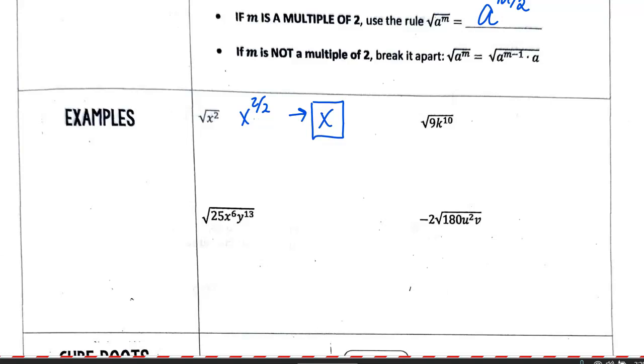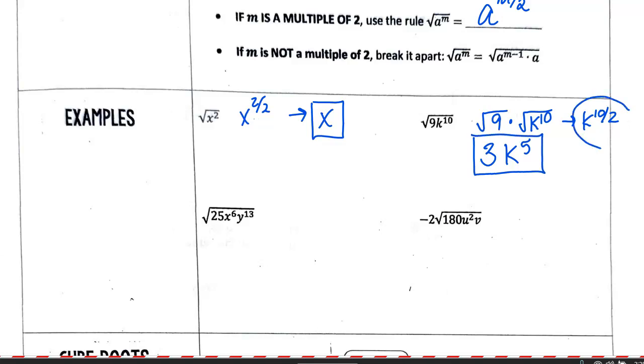Then we have the square root of 9k to the 10th power. So we're going to break this up. We're going to do our numbers. We know 9 is a perfect square. And then 10 can be divided by 2. So this is really k to the 10th. So the square root of 9 is 3. And this is really k to the 10 divided by 2, which is k to the 5th. You don't have to write that step unless it just makes sense for you.